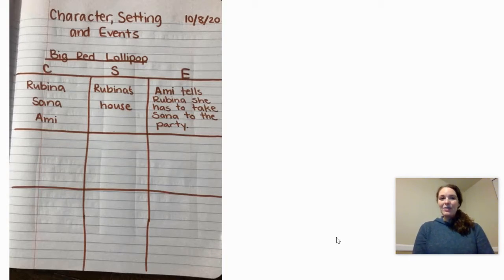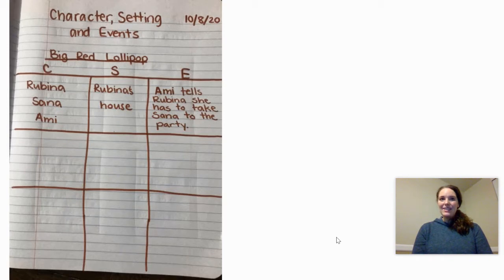For setting, which is where the story is taking place, it's happening at Rubina's house. They are at home. All right. So you can copy what I wrote. I wrote Rubina's house. You could also say the family's home. It is up to you as long as you are being clear about where they are.